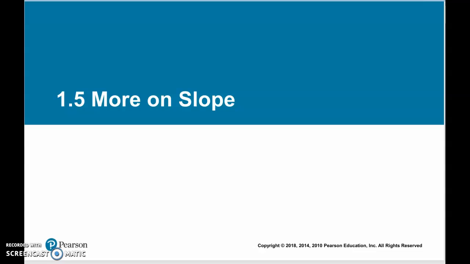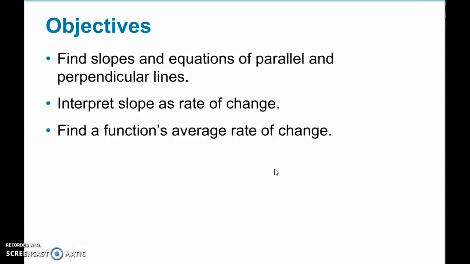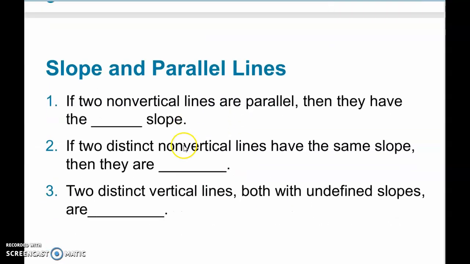So we are looking at 1.5. And 1.5 is entitled More on Slope. So in this section, we're going to be looking at finding slopes and equations of parallel and perpendicular lines, interpreting the slope as a rate of change, and finding a function's average rate of change.